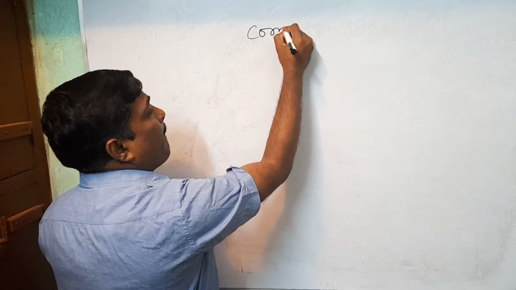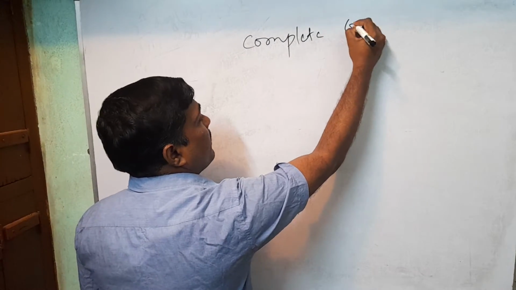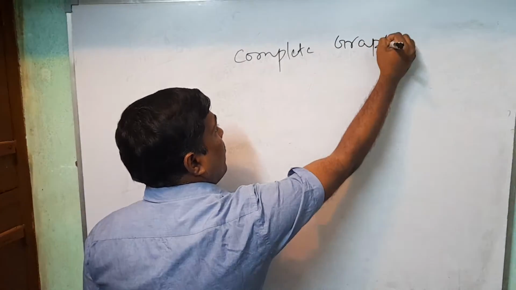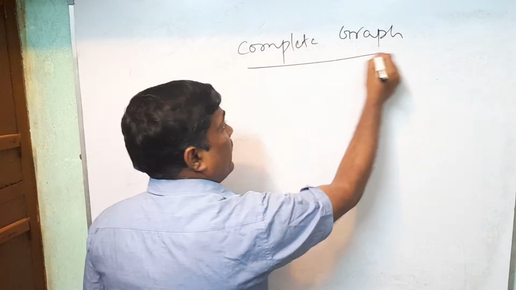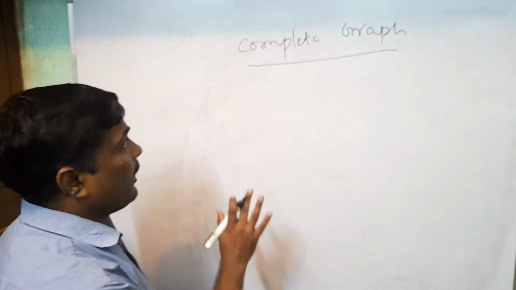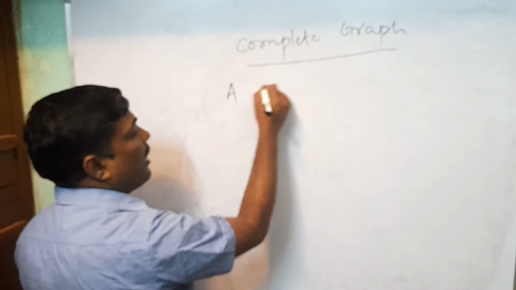Complete graph. What is a complete graph? It is a simple regular graph. So a complete graph is a simple regular graph.